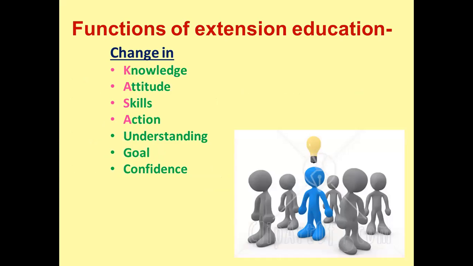Then the function of extension. What is the function? Basically, in one line, we have to change the behavior. Then how do we assess that behavior has changed? Actually, there are different components, different aspects of behavior. When we change these aspects, then only can we say that we have succeeded in changing the behavior. For example: knowledge, attitude, skills, action, understanding, goals, and confidence.